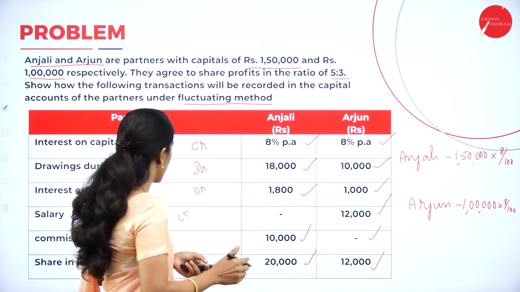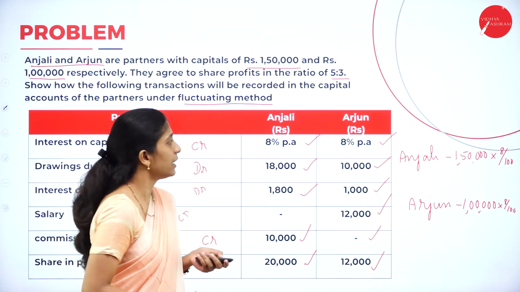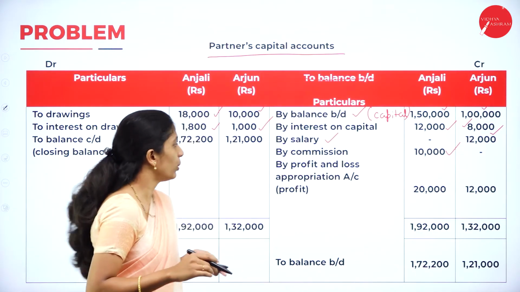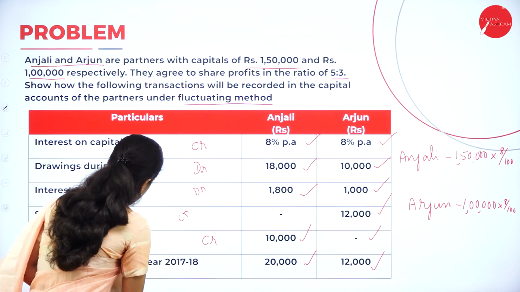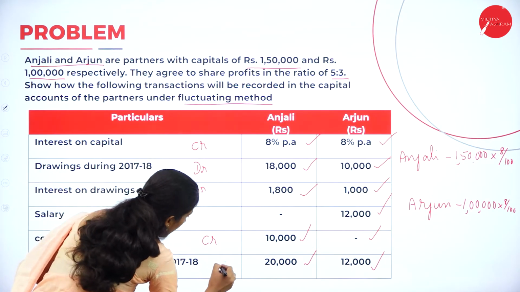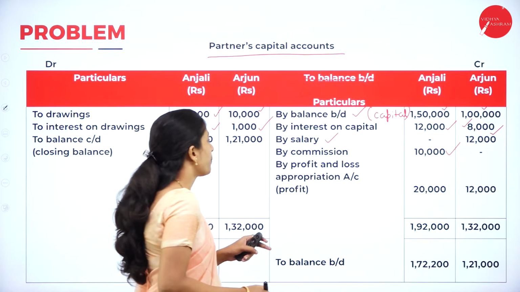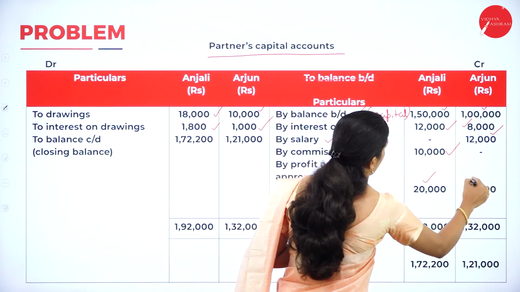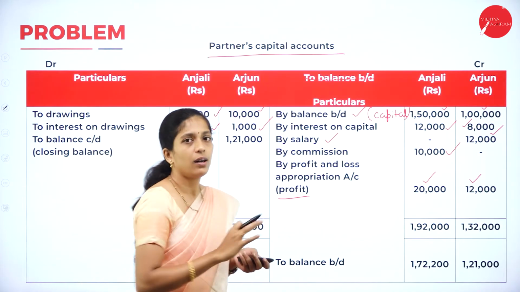Next is commission. So this also comes under credit side. How much? 10,000. So by commission 10,000. So this is of Anjali only. Next is share of profit for the year 2017. Since they have given profit, so we have to record in the credit side as profit and loss appropriation account, that is profit. How much they have given? 20,000 and 12,000. Now we are done with recording all the items.